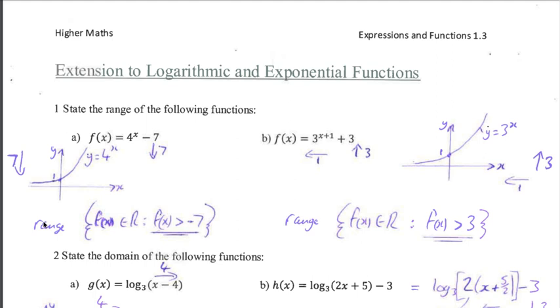So the range would be any value greater than -7. So f of x is an element of the real numbers, so f of x can be any number as long as f of x is greater than -7.